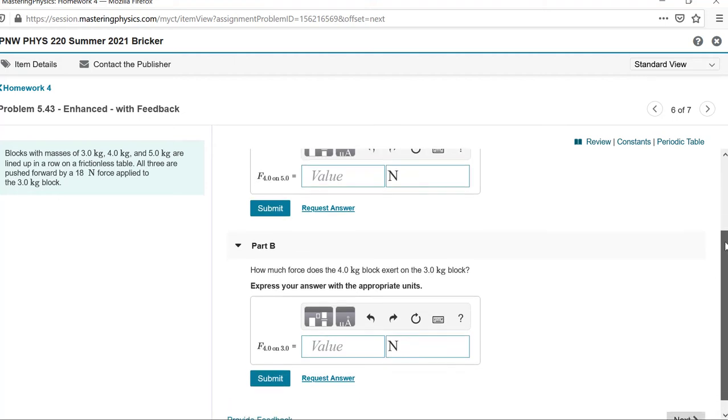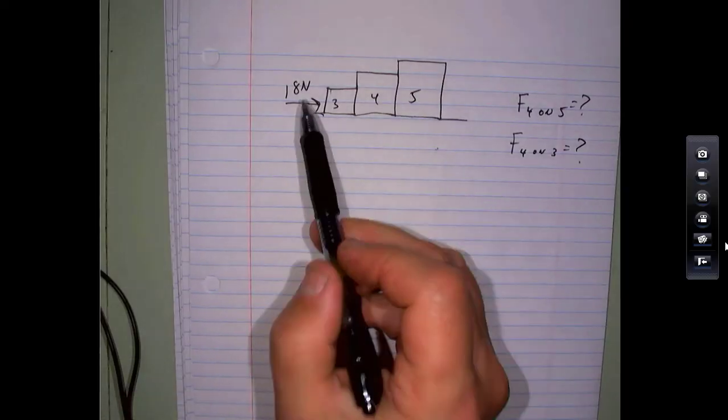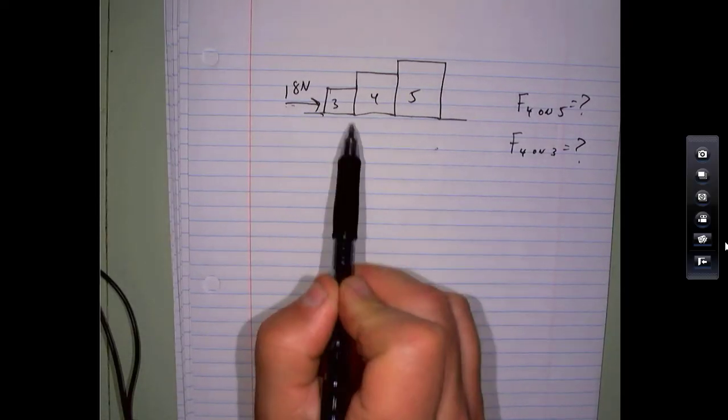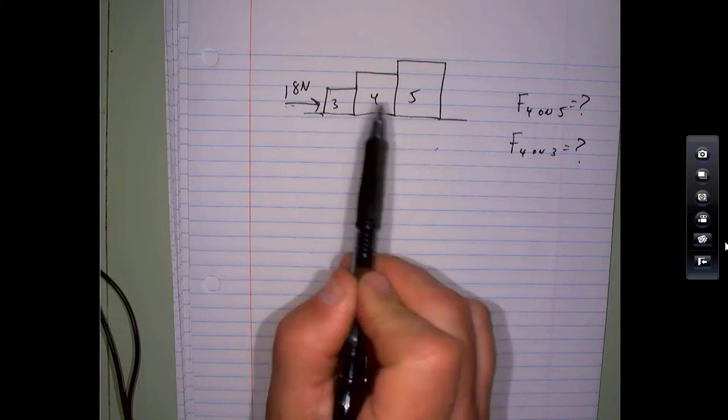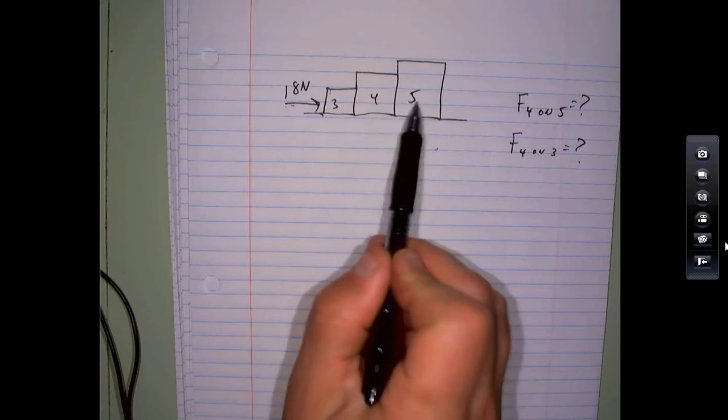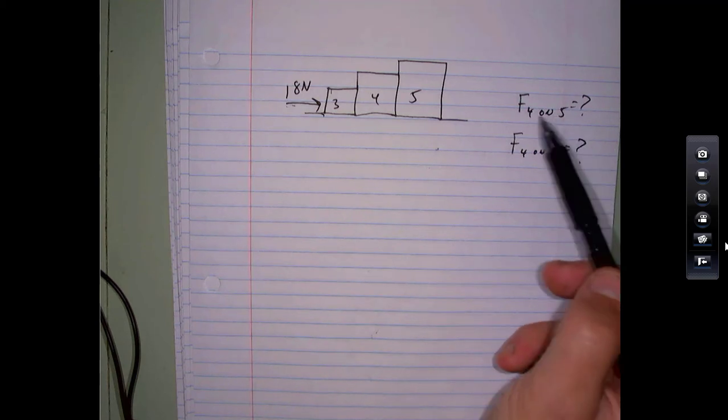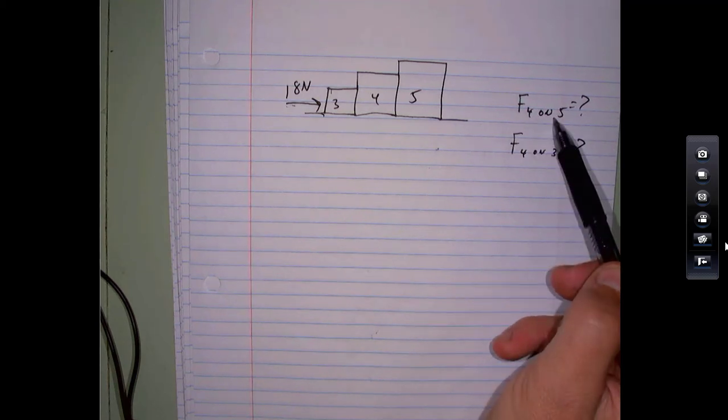We'll definitely need a free body diagram for this problem. Okay, let's take a look at it. So here's 18 newtons, the force over here, and it says applied to the 3 kilogram block, and there's the 4 and there's the 5. We want to know the force of 4 on 5.